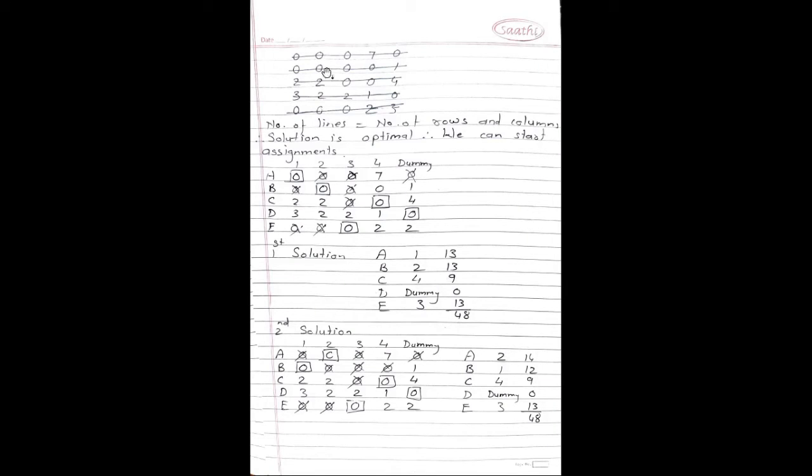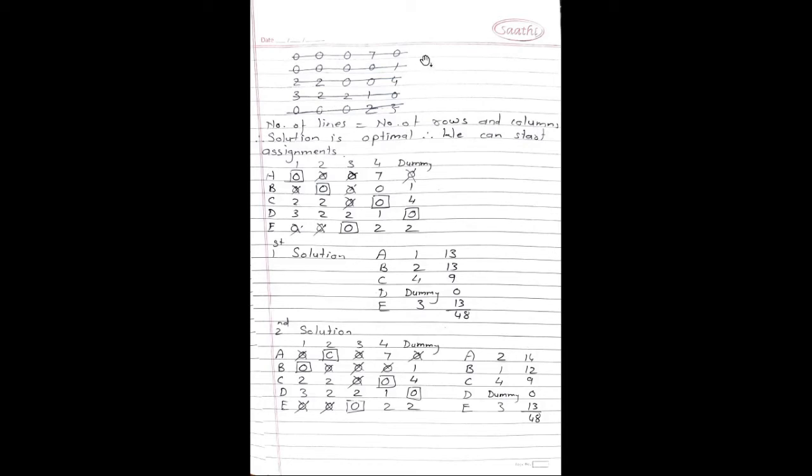So the final matrix which we are getting is 0, 0, 2, 3, 0, 0, 0, 2, 2, 0, 3, 0, 0, 2, 0, 7, 0, 0, 1, 2, 0, 1, 4, 0, 3. So we are getting 5 lines. We have to start assignment. So number of lines is equal to number of rows and columns. Solution is optimum. Therefore we can start assignments.